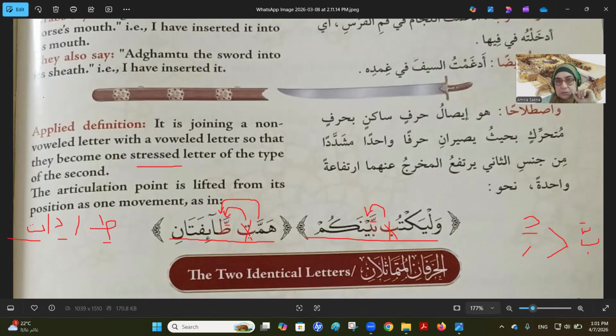Full merging. That means the first one completely disappears, and I pronounce only one letter from the articulation point of the second letter. So the articulation point will be left only once. It's the articulation point of the second letter. The sign of the complete merging, or the full merging, or idgham kamil in Quran. It's explained more than once, but we will repeat.